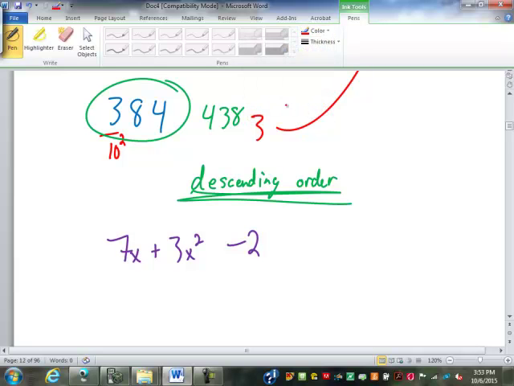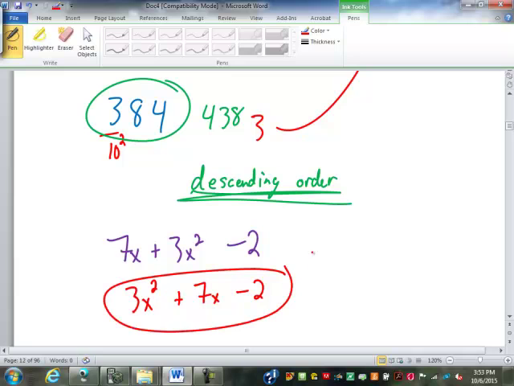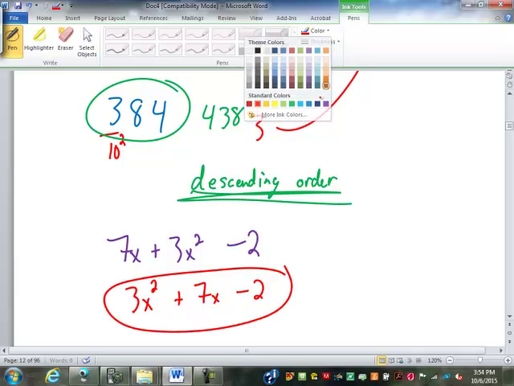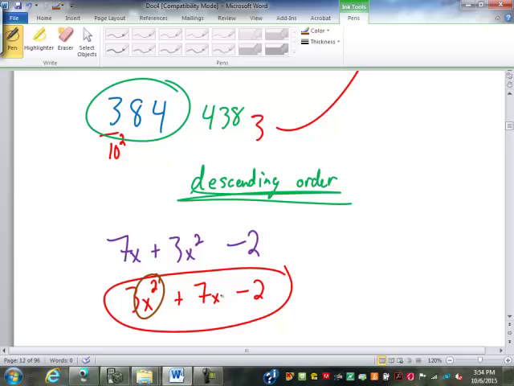For example, 7x plus 3x squared minus 2 is not how we would write that number. To be more grammatically correct, we've brought up math grammar a few times, we would write this with the highest power first. So 3x squared plus 7x minus 2 would be in descending order, going from the highest power of our variable down to the lowest power, which is x to the 0, or the ones place.